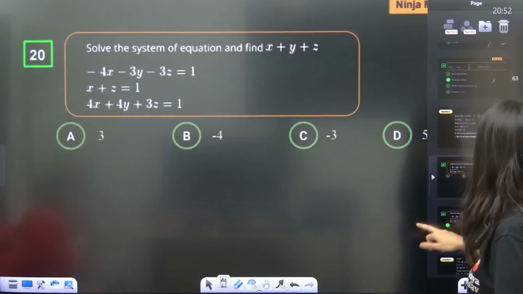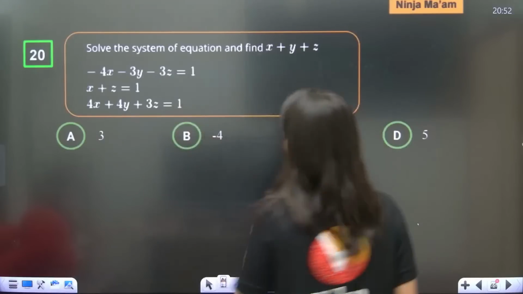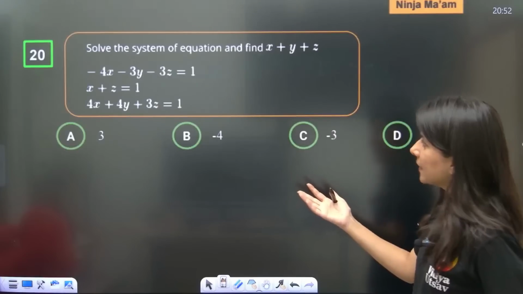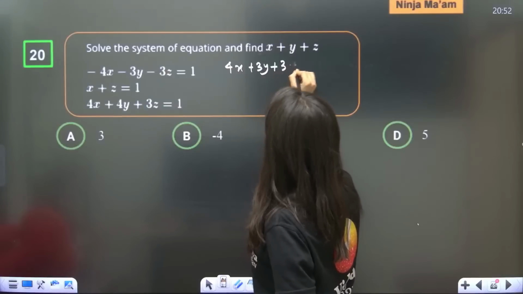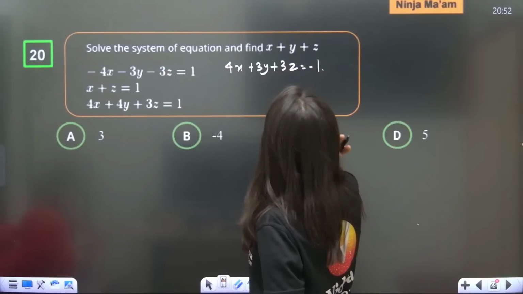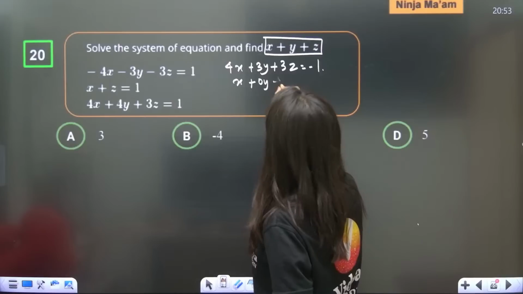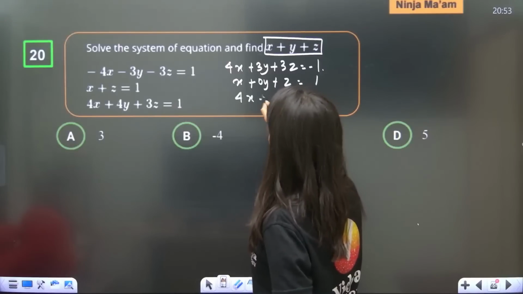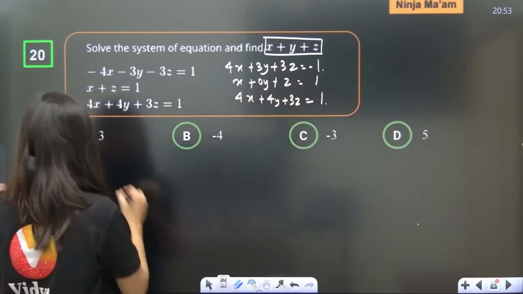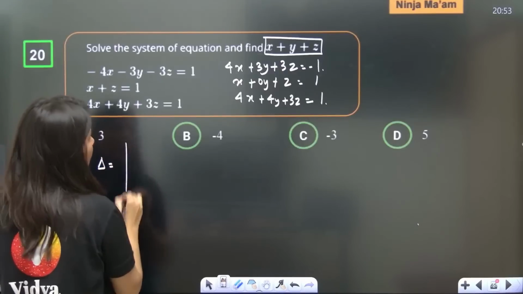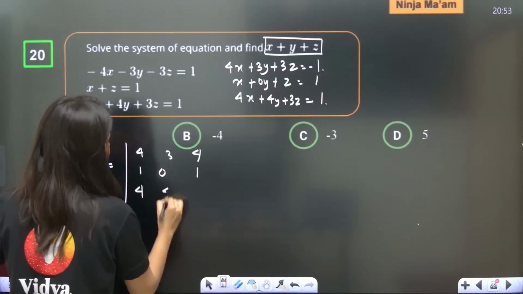This is incorrect. Now the next question on your screen, system of equations. Everybody solve the system of equations, correct? So let me write it one more time. 4x plus 3y plus 3z equals minus 1. Find x plus y plus z is what they are talking about. Then x plus 0y plus z is 1. 4x plus 4y plus 3z equals 1. So this is a big process question. You have to calculate all 4 determinants. So 4, 3, 3, 1, 0, 1 and 4, 4, 3.